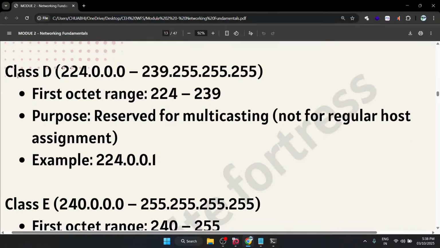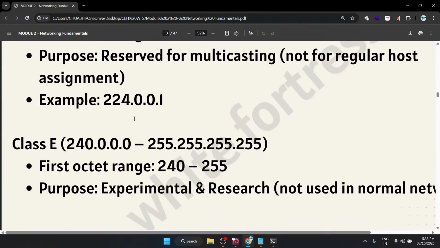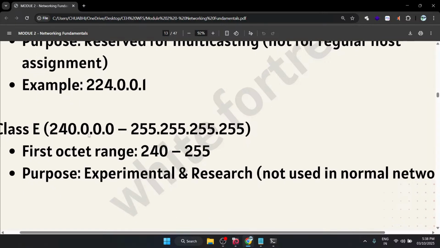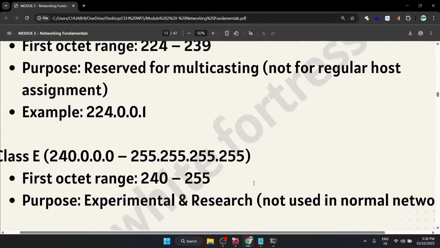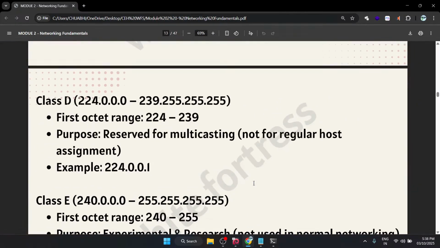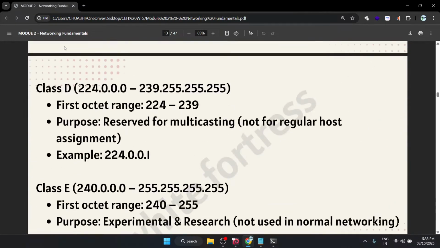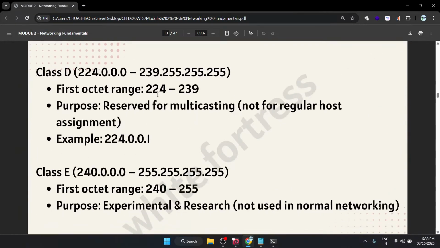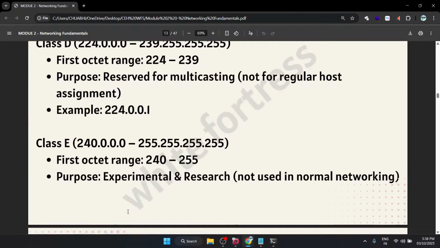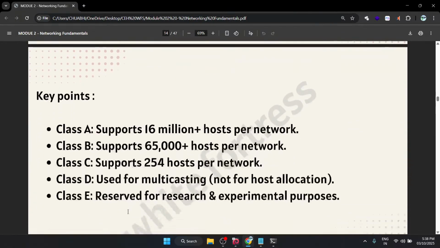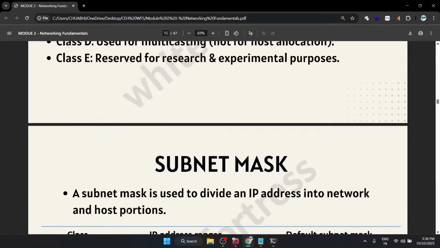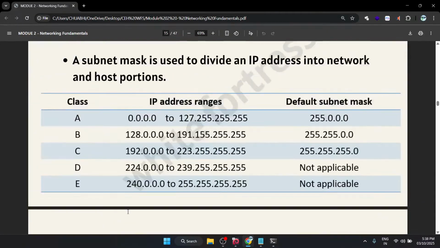So, class D is reserved for multicasting purposes, and class E IPs are reserved for experimental and research purposes. So, what IPs are used regularly? Those are just class A, B, and C IPs. Class D and Class E IPs are reserved for other purposes.